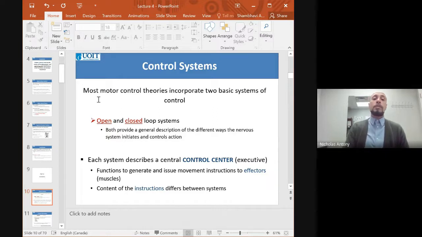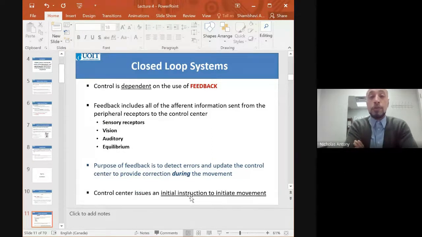So we're going to talk about the difference between open and closed loop systems. We're describing how the brain, or the central executive, changes the instructions that it could potentially send out to the body. Because we can see that, depending on the situation, your body may choose one or the other, the theories will have to incorporate our ability to use both. So let's first talk about closed loop systems. Closed loop systems are dependent on the use of feedback. So if I'm moving slowly, what would be the nature of the instructions that the brain would have to put together to start movement?